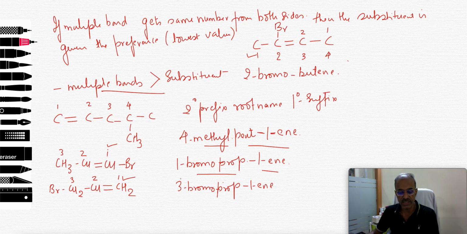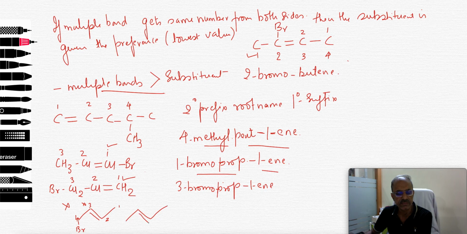Now we will go further. If I go from here, then it is 1 and 2. The second carbon atom happens to be a multiple bond. If I go from the other side, 1 and 2, then the second carbon atom is the same multiple bond. So it is equidistant on either side, but it has to be named from here. Fine. So it will be 1 bromo but 2 ene.